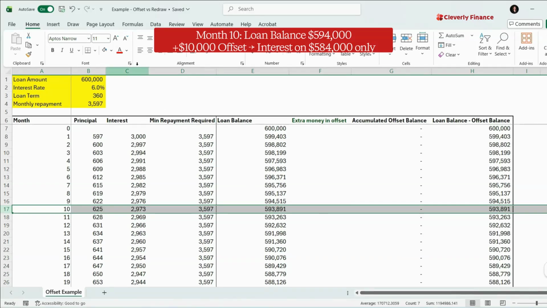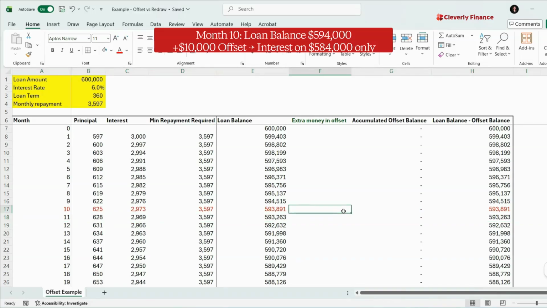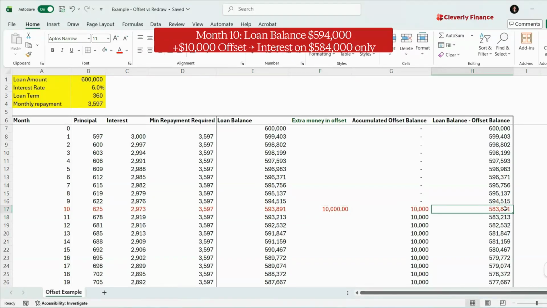In the 10th month, your loan balance stands at 594,000. If nothing changes by the 11th month, the interest you would have to pay will be roughly 2,969 as shown. But suppose you deposit 10,000 into an offset account. In that case, you would simply have to pay interest on the difference, namely 584,000. Right now, you can clearly see at this very moment that the interest has fallen from 2,969 to 2,919, which is $50, because the minimum repayment remains unchanged. The principal you pay now will be higher, all else equal.